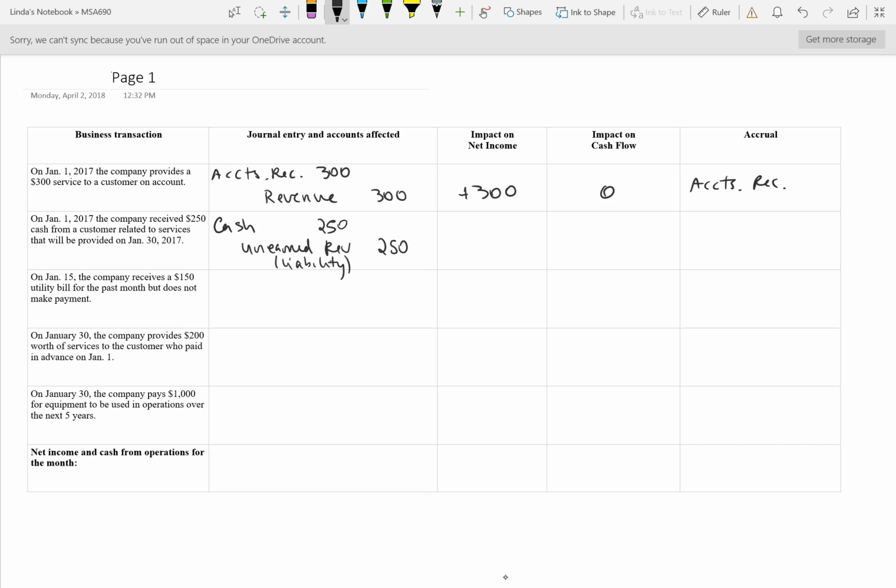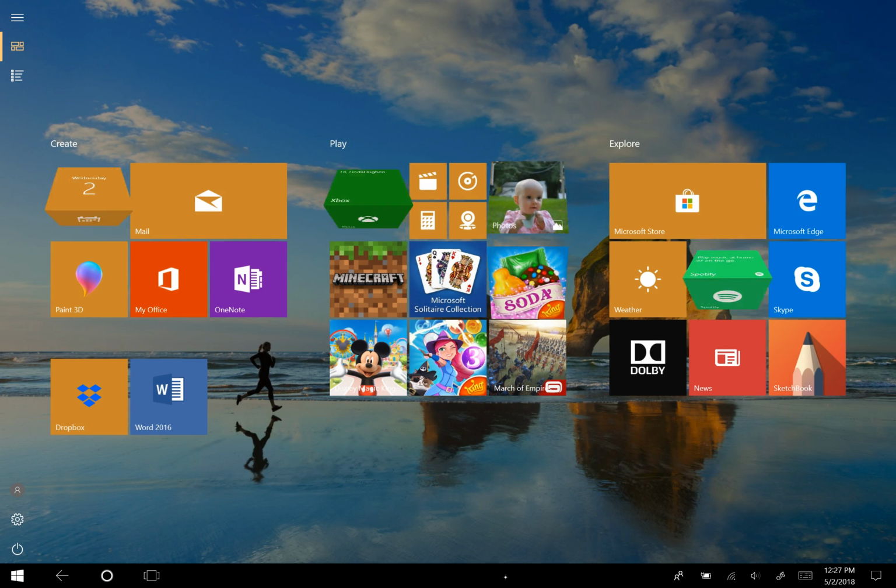So what happens to net income? Nothing. What happens to the cash flow? Cash flow would show cash from operating activities going up $250. That accrual account is unearned revenue. Don't forget, that's a liability, unlike our accounts receivable, which of course is an asset.